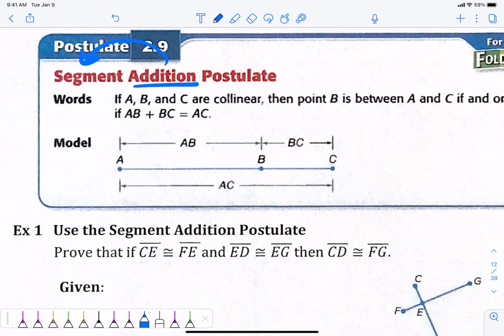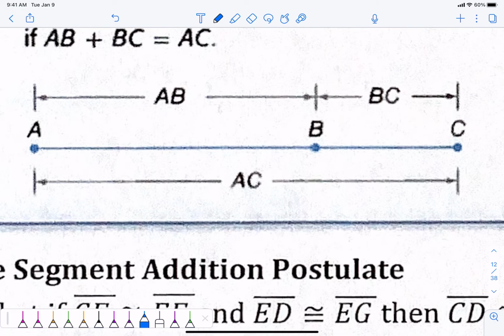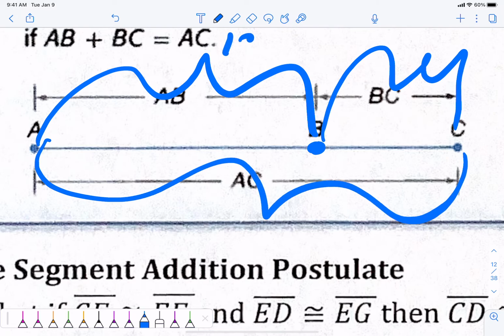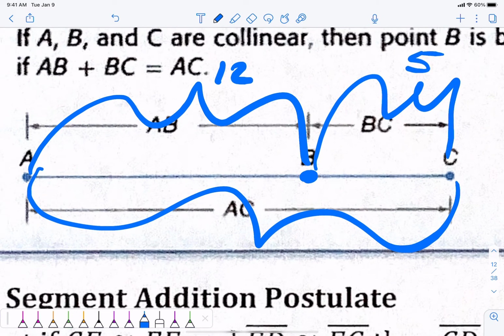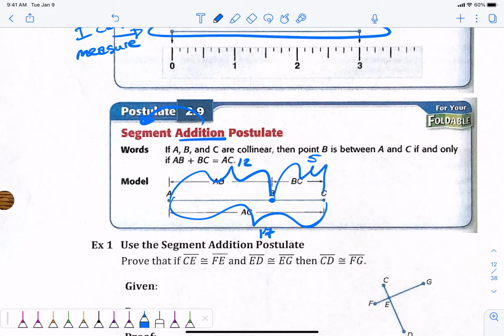All right, segment addition postulate. Here we go. You guys are all on fire today. Segment addition postulate says if we're given a segment like AC and B is obviously not in the middle, we can take AB and add it to BC and it will be the whole length. Like if AB is 12 and BC is 5, then this whole thing is 17. We're going to write that down because we will use it to prove things.